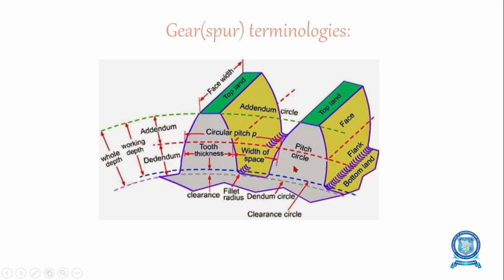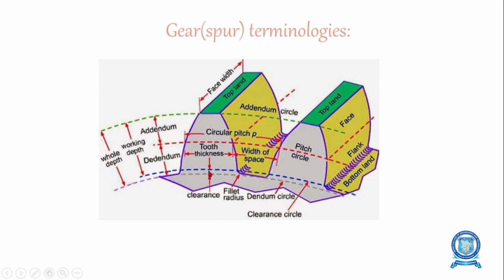Now dedendum. Dedendum is the radial distance between the pitch circle and the root circle. So dedendum is equal to 1.25 into M, or 1.25 module.